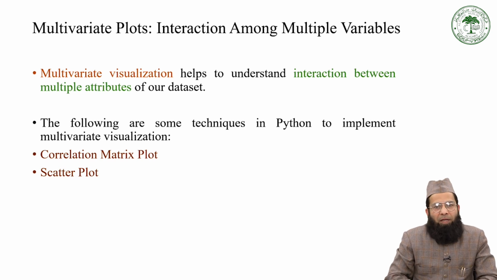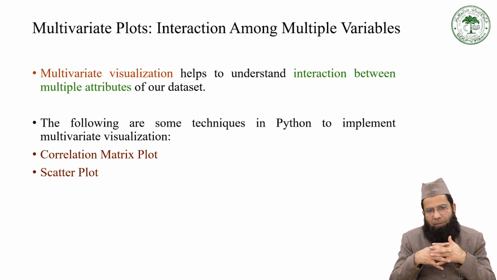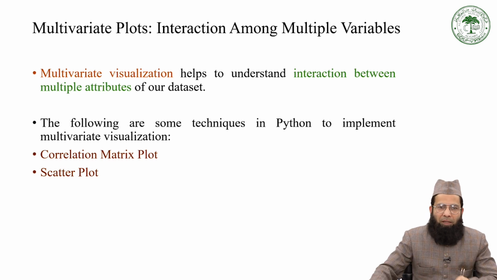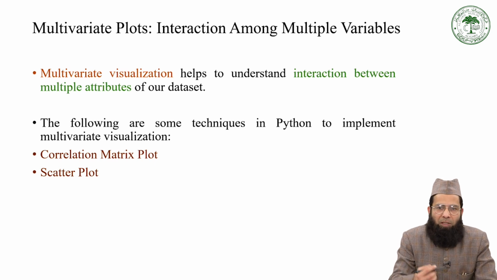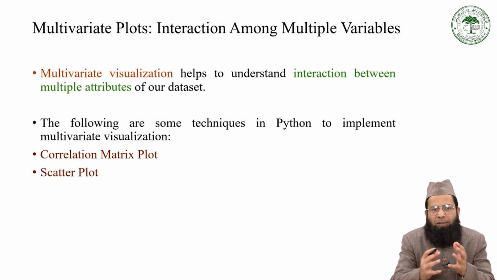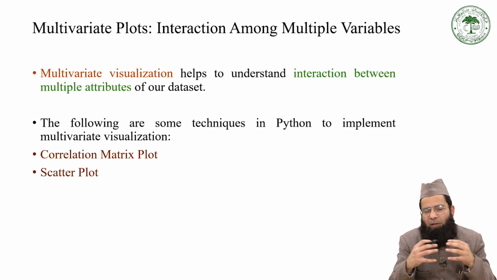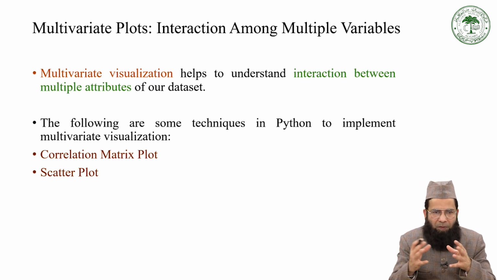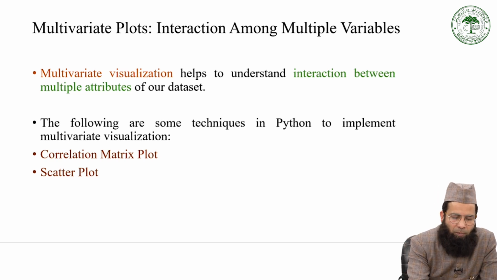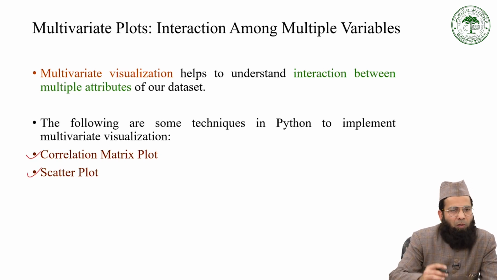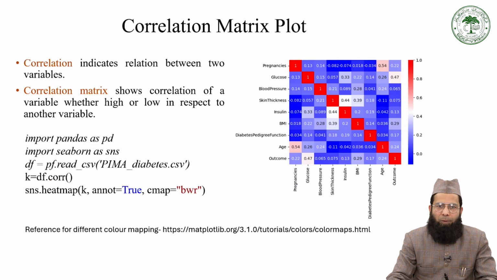Now I'll discuss multivariate plots. Multivariate plots actually describe the interaction among multiple variables. Multivariate visualization helps to understand the interaction between multiple attributes of our data set, how the individual features are related with each other, right? And we can utilize the correlation matrix and scatter plots for drawing multivariate plots.